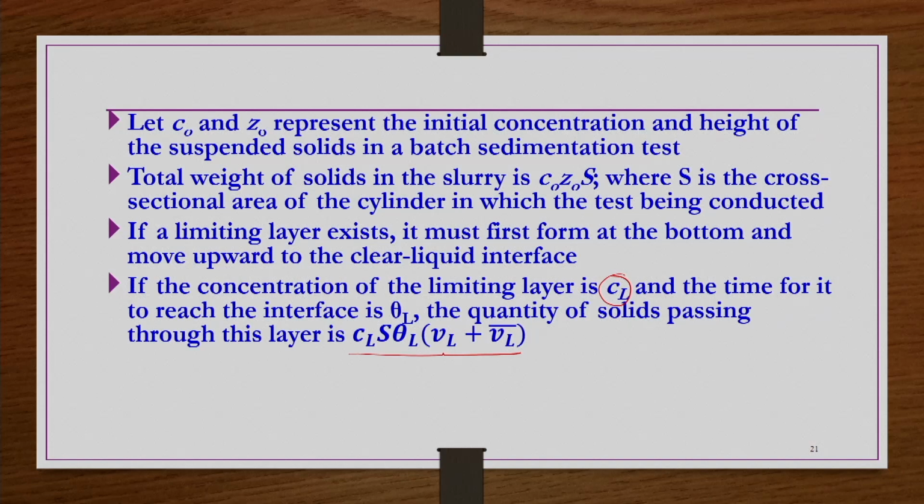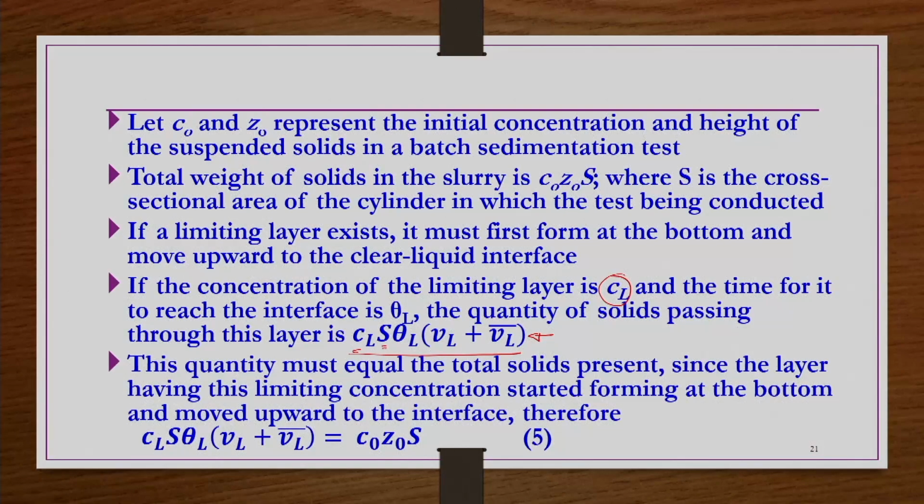VL is the settling velocity of the particle through this layer, and VL bar is the rising velocity of this limiting layer, multiplied by theta, the time for it to reach the interface. It is multiplied by the cross-sectional area of the cylinder you have taken. That gives the volume, and if you multiply it by the solids concentration in this layer, that is mass per volume, so that gives the total mass of solids passing through this layer.